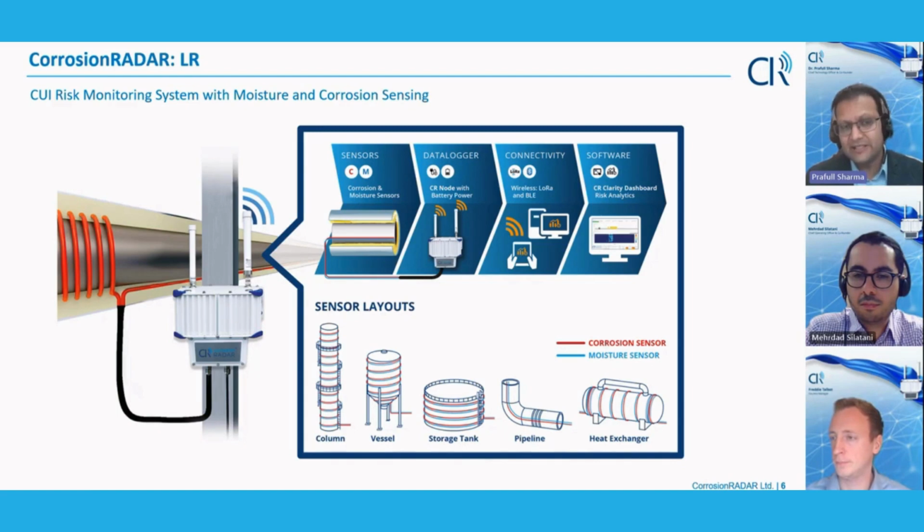Then the data is collected by this data logger. We call it the CR node. It's a battery powered system. That's a new feature, and then it transmits data wirelessly.